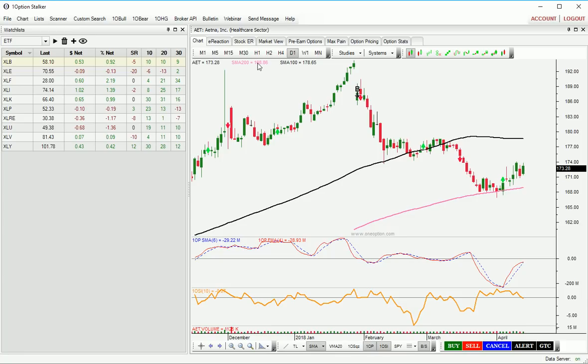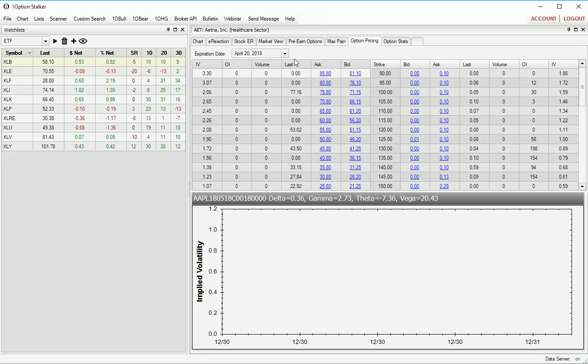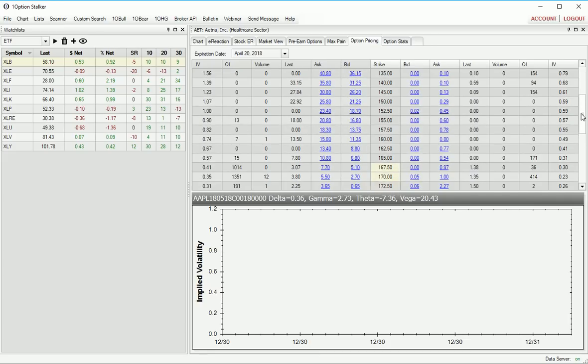So that would be, we could lean on that 170 strike price. That would put us a little bit in the money. And let's see what those options are going for. We'll use the April expiration and 170.65.